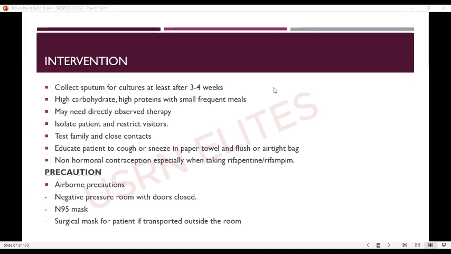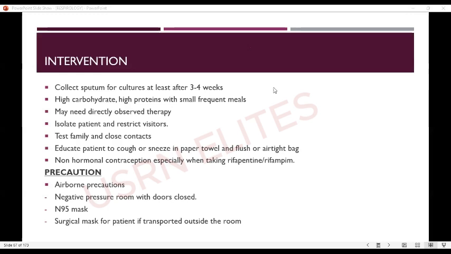Then last point, use non-hormonal contraception, especially when taking rifampin. We'll talk about the drugs very soon. We'll go into details about the TB drugs very soon as well. So let me hold on with this one. I mean the normal hormonal contraception, right? So let me hold on.